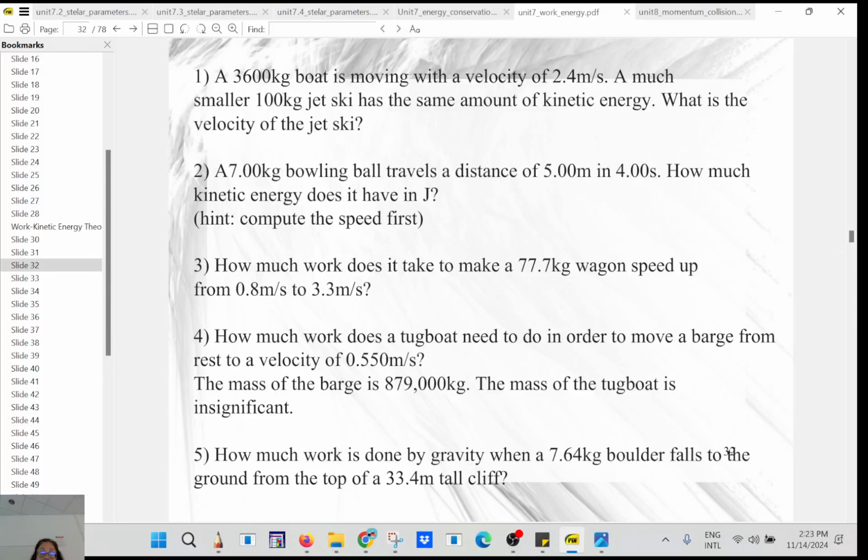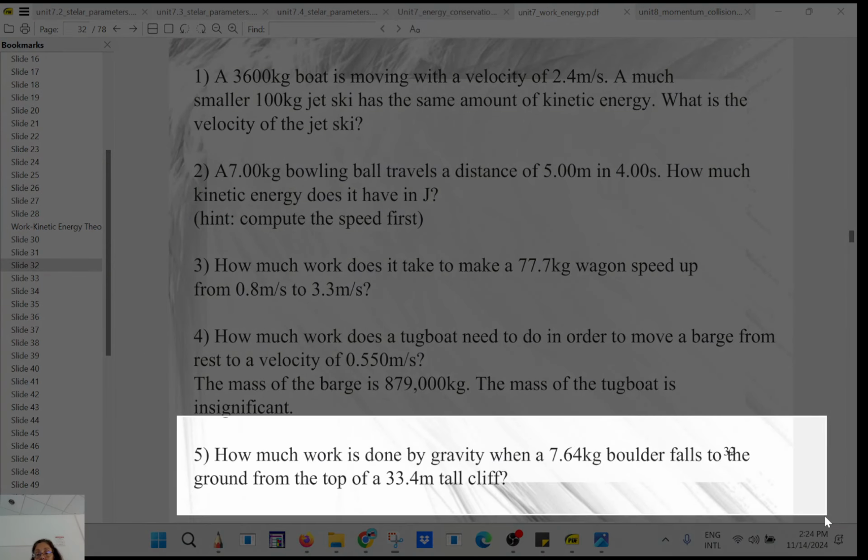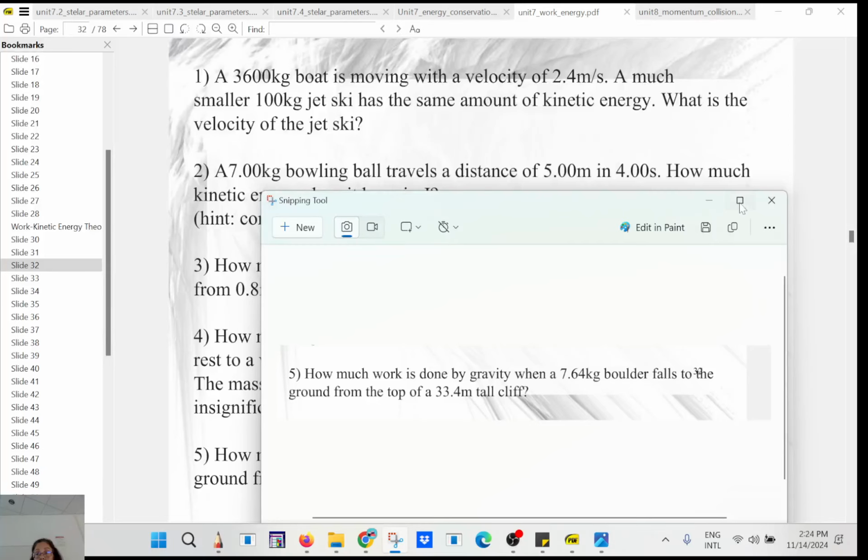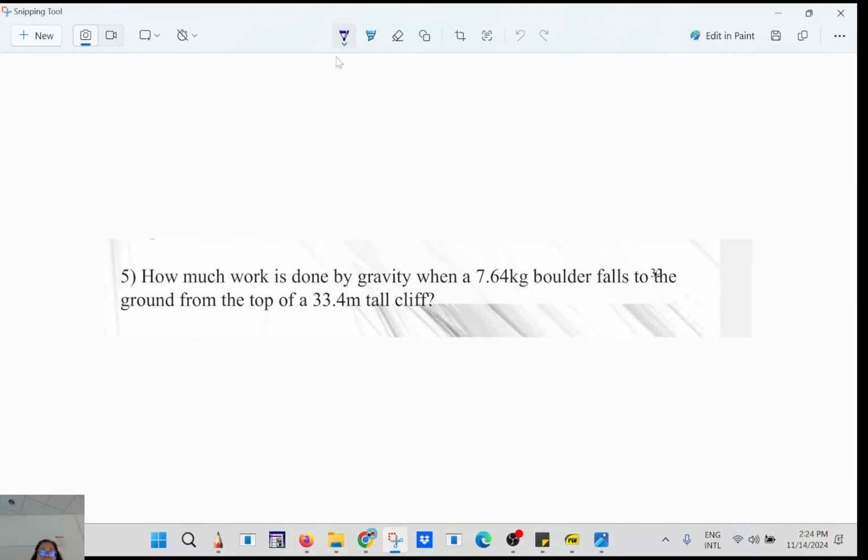So it's really not okay. So number 5, you are just using the equation for potential energy. Let's see, potential energy equals 0 here. And then the height is 33.4.